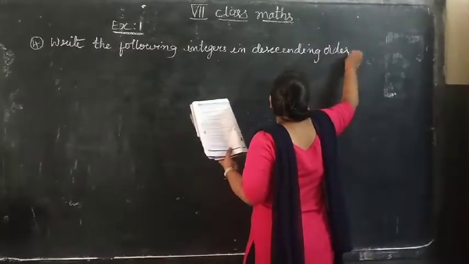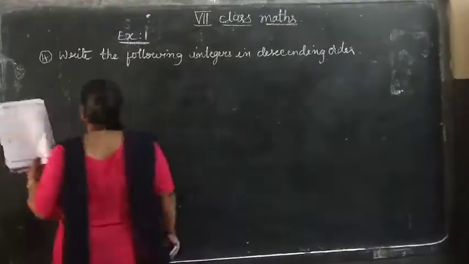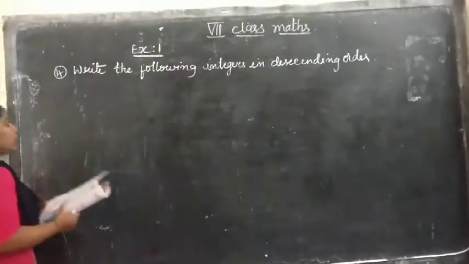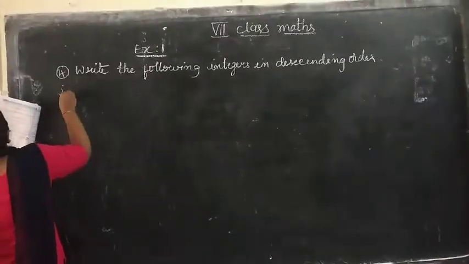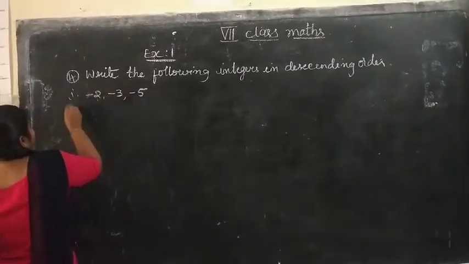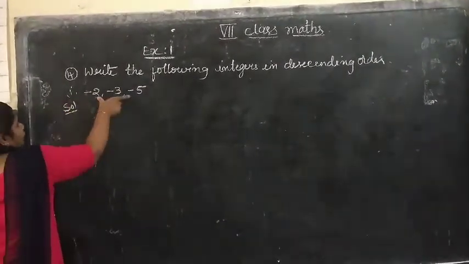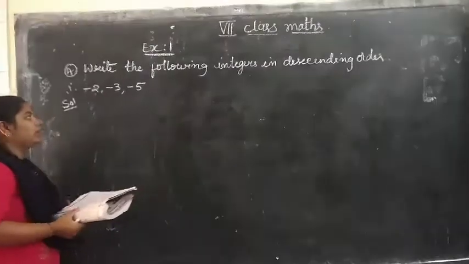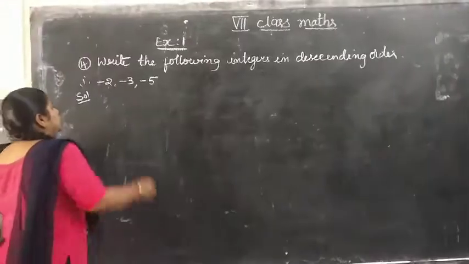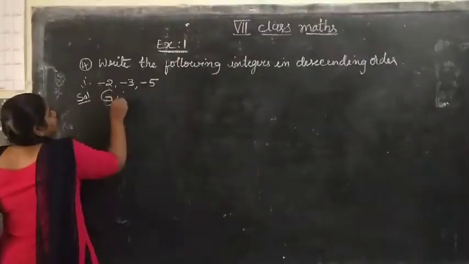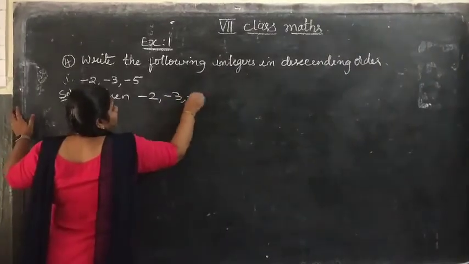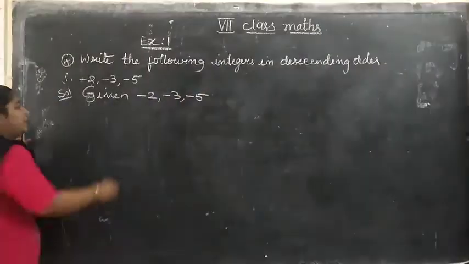Descending order is nothing but bigger number to smaller number. We have to arrange the integers from bigger integers to smaller integers. So first one in this: -2, -3, -5. From these given integers we have to arrange them from bigger integer to smaller integer. So first we write the given integers: -2, -3, -5. Now you draw a number line.